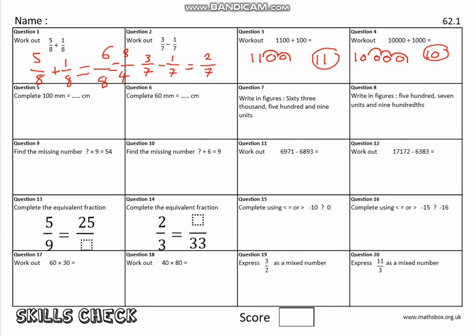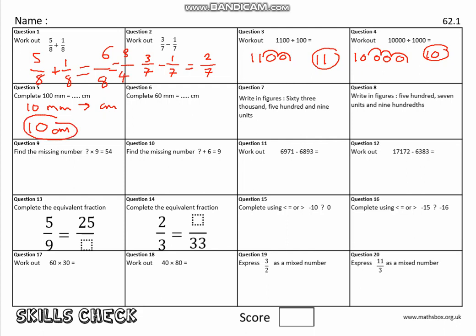So it says complete 100 millimetres equals how many centimetres? So we've got to know how many millimetres there are in a centimetre, and there are 10 millimetres in a centimetre. So if there are 10 millimetres in a centimetre, we then know that 10 times 10 is 100, so there are 10 centimetres, okay, in 100 millimetres. So that's the answer there.